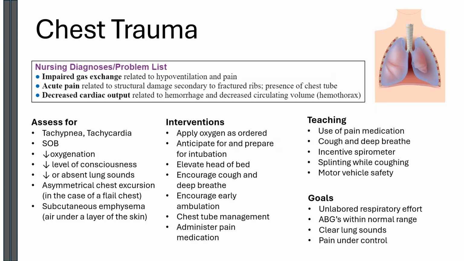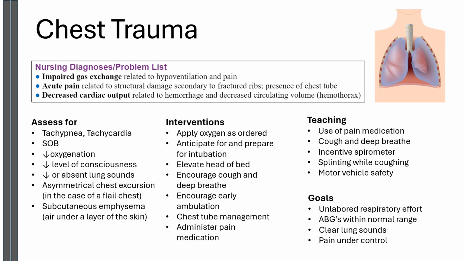So it's all about oxygenation. You know how to assess for that. Tachypnea, tachycardia, those are compensatory mechanisms. Low oxygenation, a decreased level of consciousness due to lack of oxygen, decreased or absent lung sounds. If you are just getting this patient, you want to put on a non-rebreather mask, absolutely. Asymmetrical chest excursion, like flail chest, that paradoxical movement. Subcutaneous emphysema can be present.